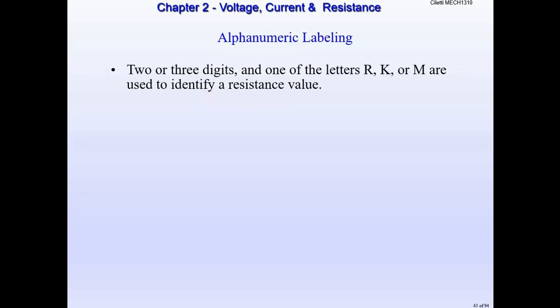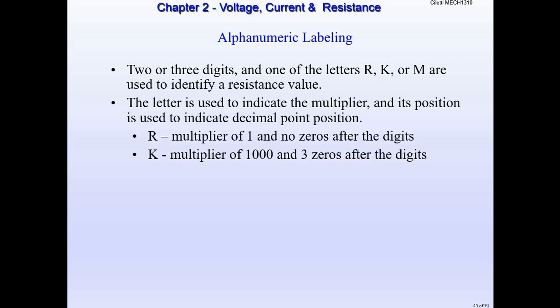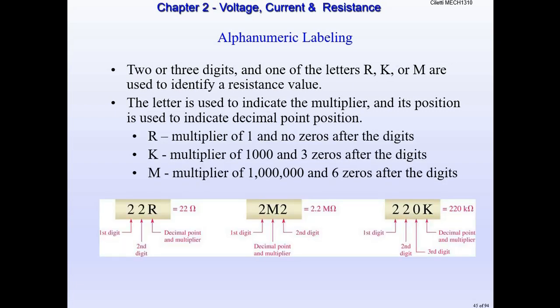All right, there's also alphanumeric labeling on some of these, 2 or 3 digits. One of the letters R, K, or M is used to identify the resistance value. The R, K, or M stand for multipliers, and then zeros. So you can treat it as a multiplier or a number of zeros. It really doesn't matter, whatever is simplest for you. So if we have a resistor that's a 22R, it's really 22 times 1.